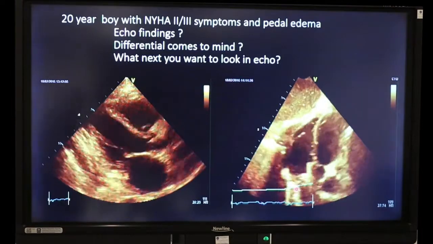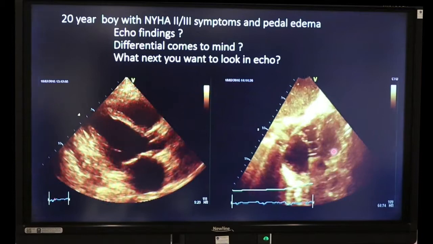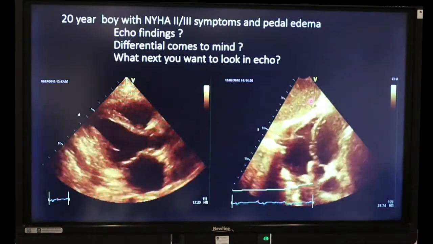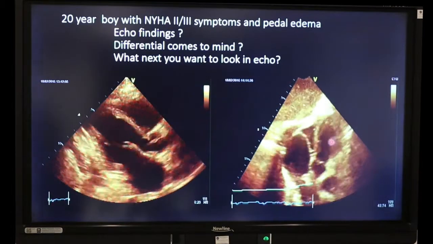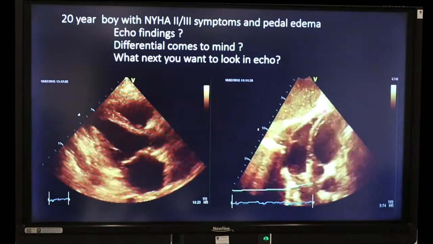In the other view, it is the subcostal view. How do you diagnose the subcostal view? By the appearance of the liver anteriorly. And then it is RV, it is RA, it is septum.